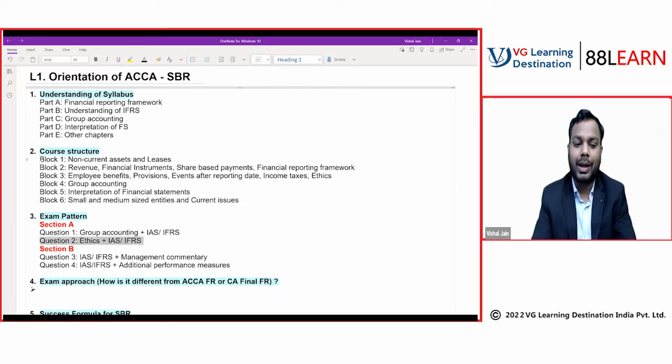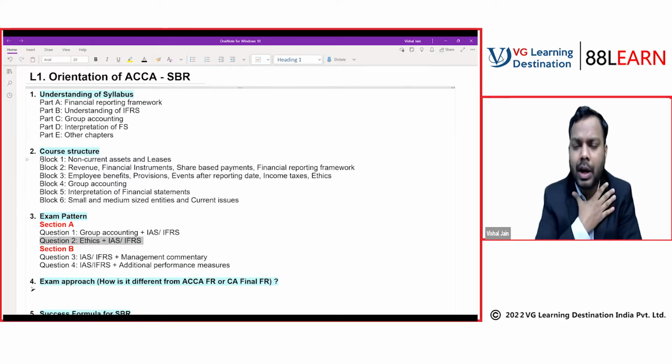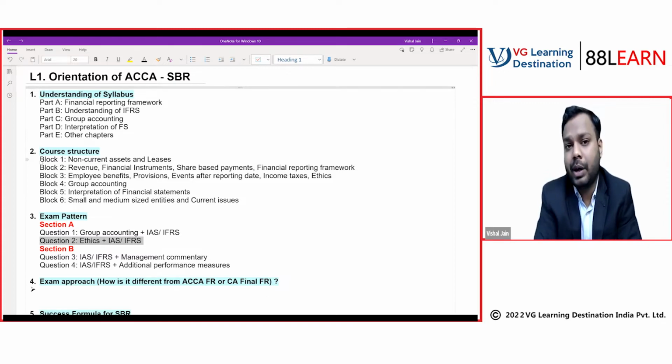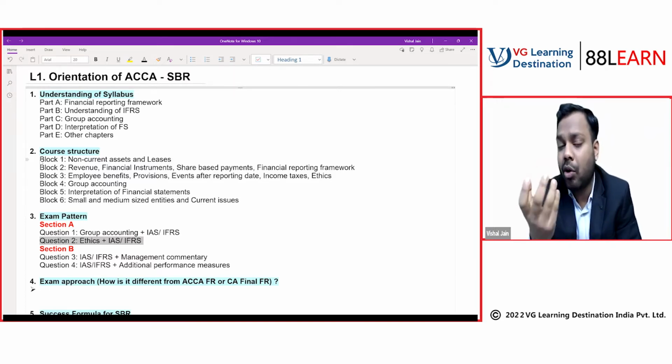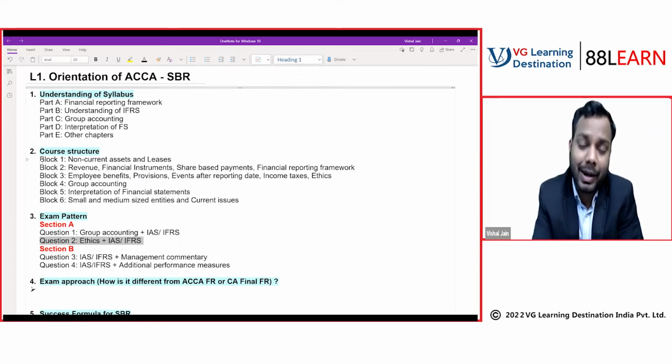Now, question number 2, ethics plus IAS and IFRS. Now, what is the meaning of this one? See, when we are accountants, we have a larger responsibility towards society, right? Basically, if we do the wrong accounting treatment, the financial statements will be wrong, right? That will not be ethically correct.